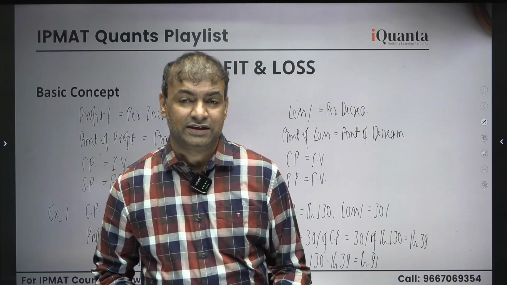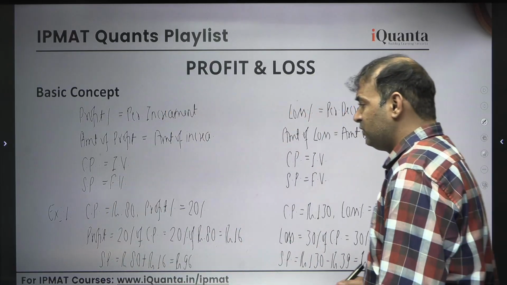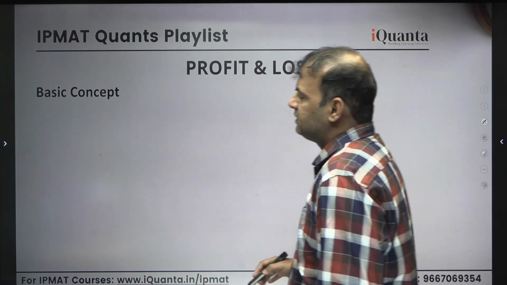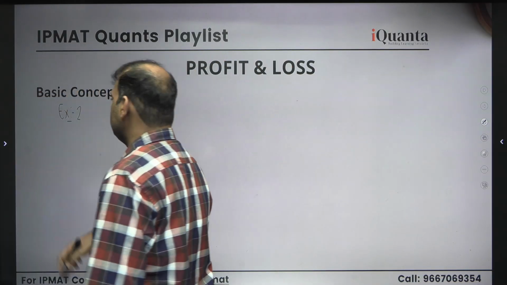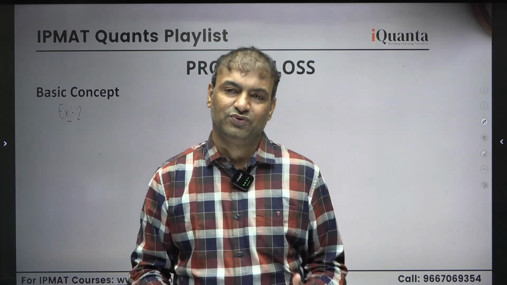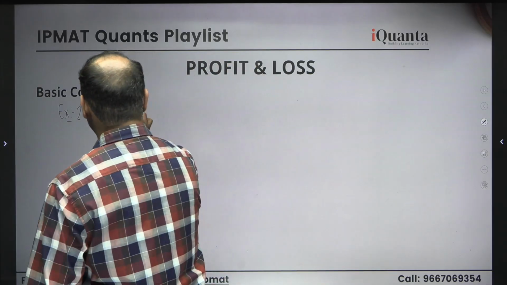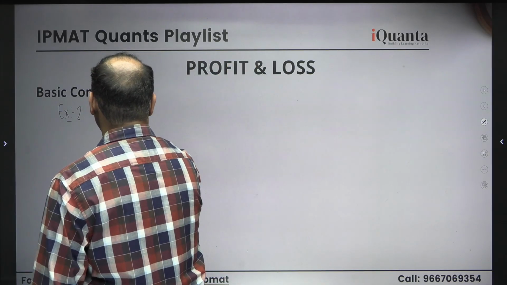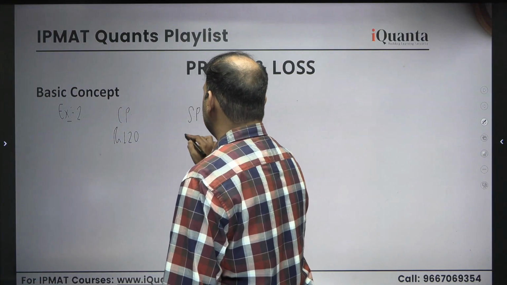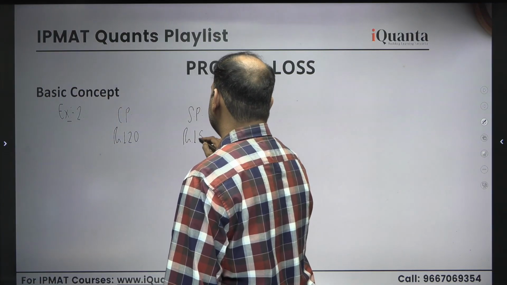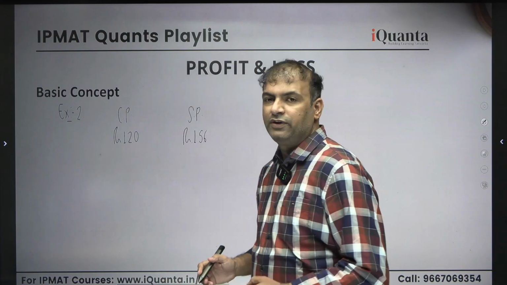So that was a simple example. Now let's increase the level. This time we'll be finding the profit or loss percentage if the cost price and selling price are given to us. So let's take an example. Let's say the cost price is rupees 120, and the selling price given to us is rupees 156, and we'll try to find out the profit or loss percentage.